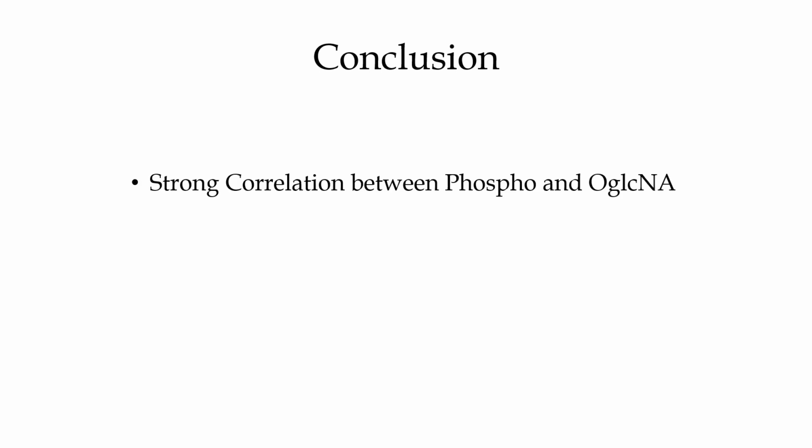In conclusion, we can see there is a strong correlation between the phosphorylation and O-GlcNAcylation of the same protein sites. Close intraprotein residues have higher correlation between phosphorylation and O-GlcNAcylation than those far apart.